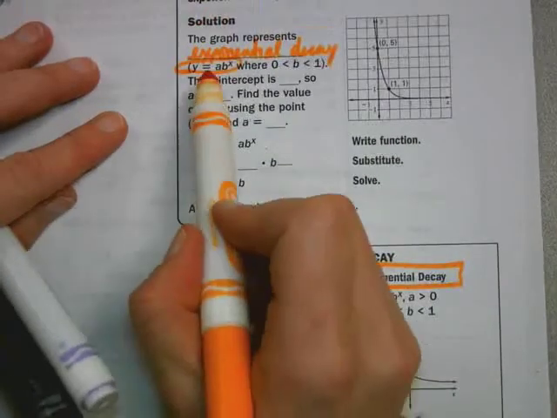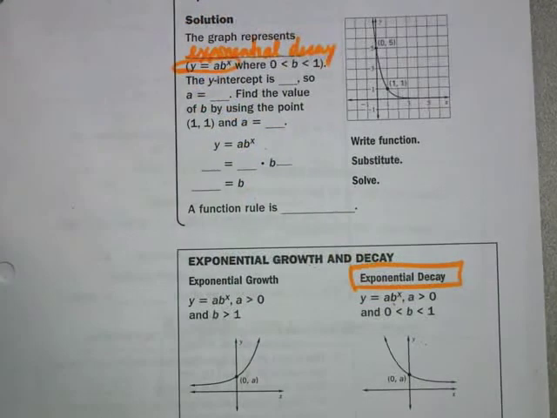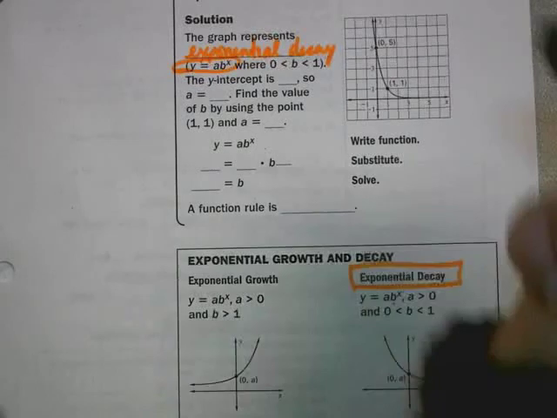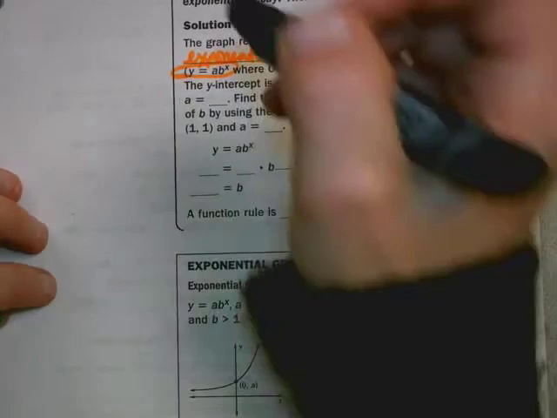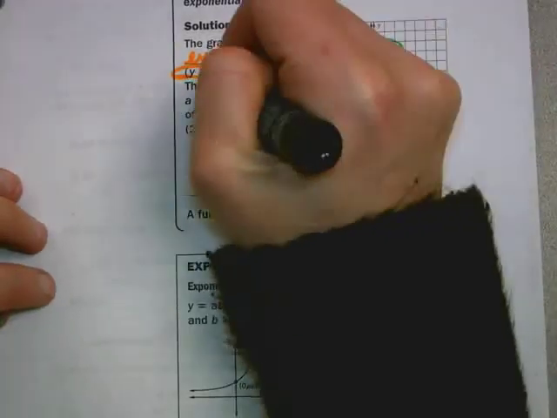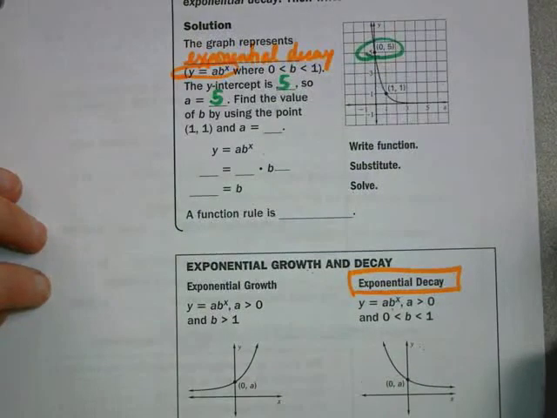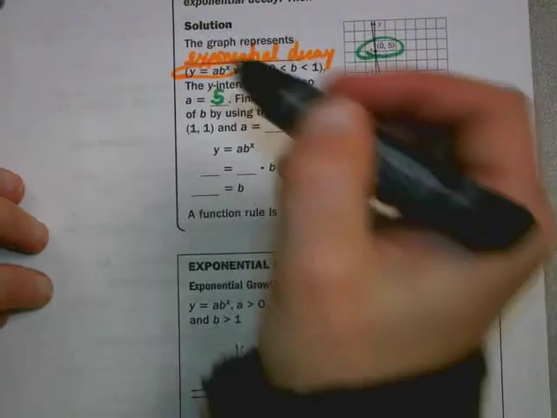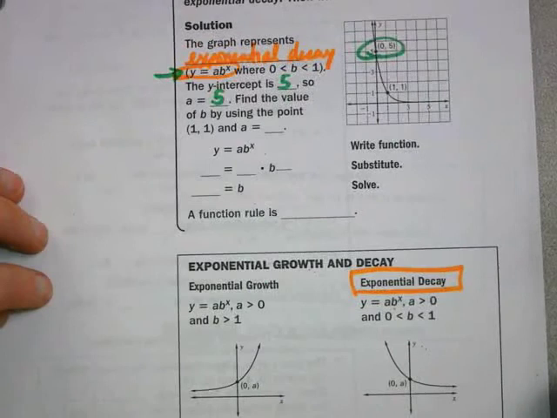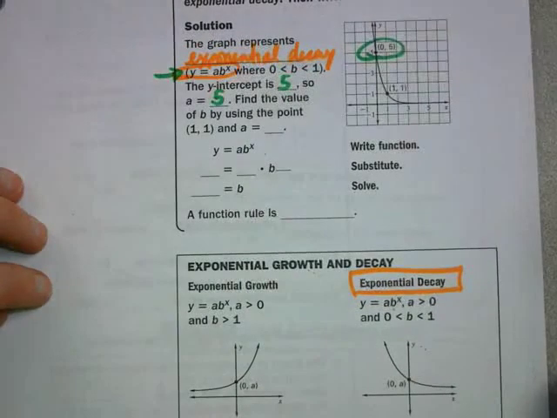Do you remember what the a stood for in the growth models? a was the y-intercept. The y-intercept is at (0, 5). So it's 5. a must be 5. Then we're going to find the b value because we're using this equation. We know a is 5. We are looking for b.